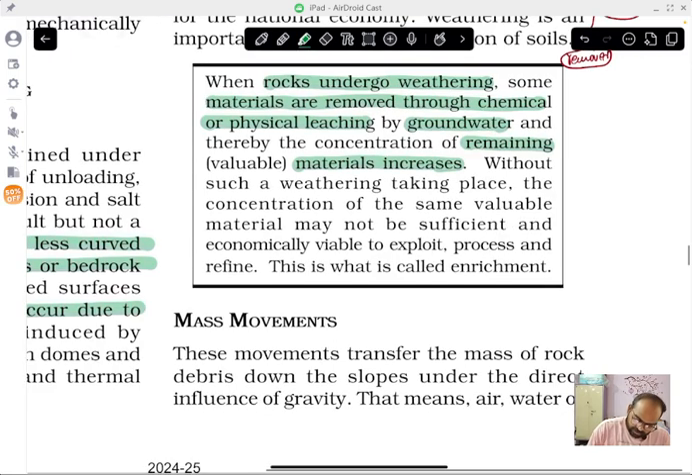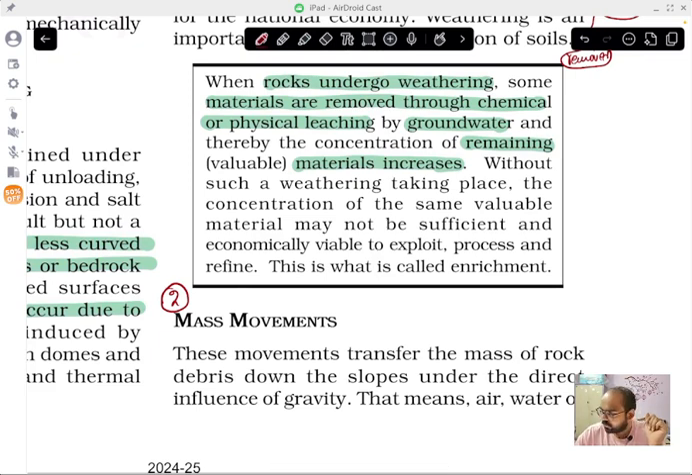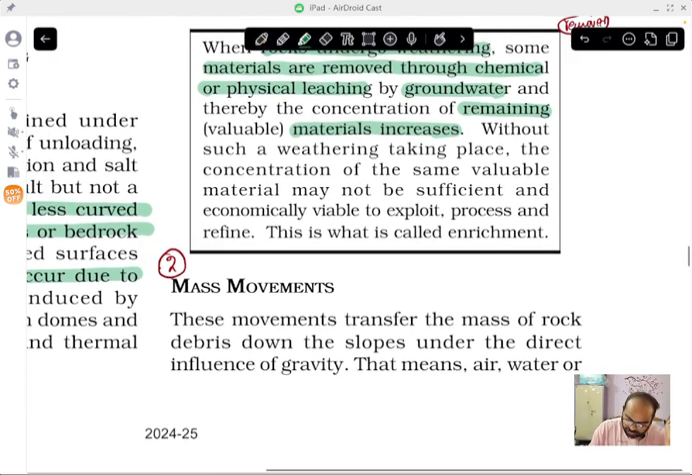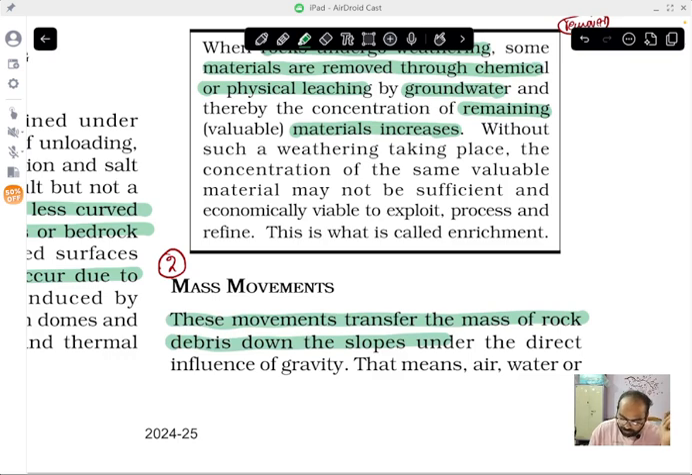Next, the second one is mass movement. After weathering, we have mass movements. See, mass movement is nothing but movements that transfer the mass of rock debris down the slope under the direct influence of gravity.